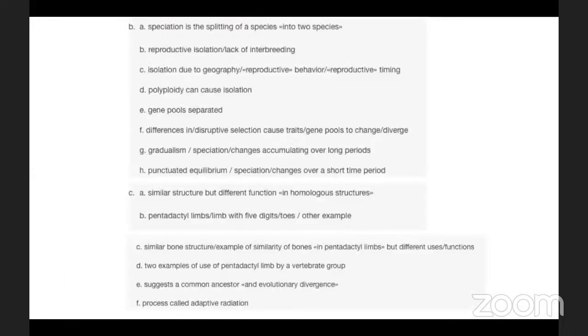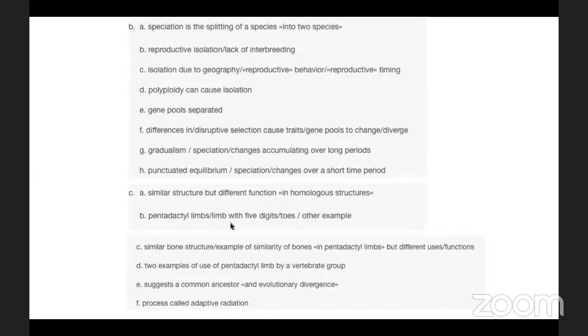So question C. So bagi definition dulu. Similar structure but different function in homologous structure. Nak senang, sebut je pentadactyl. Ingat satu example and your life is complete. Pentadactyl limb. Kalau tak ingat sangat nama pentadactyl tu, ingatlah 5 jari.